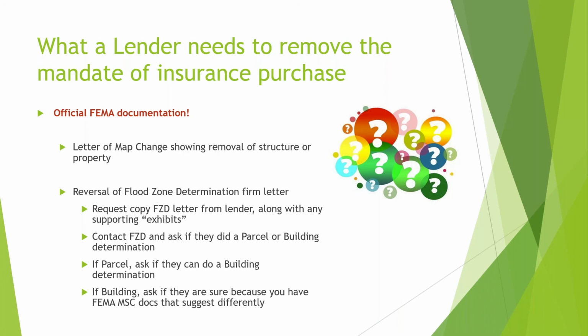two different things, either one or the other, that a lender would have to have in order to say, oh, okay, that qualifies me to allow you to not have to have a flood insurance policy. Both of them are official FEMA documentation. One of them is the letter of map change, or a reversal of the flood zone determination firm letter. And here are the steps for someone to go through to get that reversal.